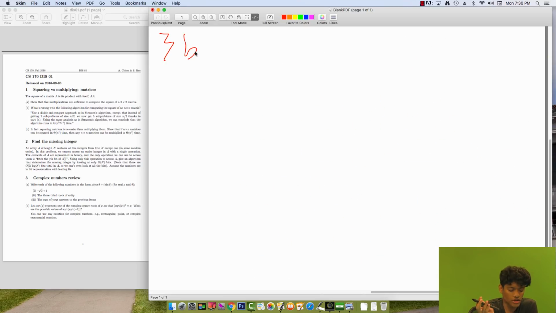Okay, so finally, let's look at 3b. In this question, we're being asked, what are the possible values for the square root of the square root of negative 1? In other words, what's negative 1 to the power of 1/4?